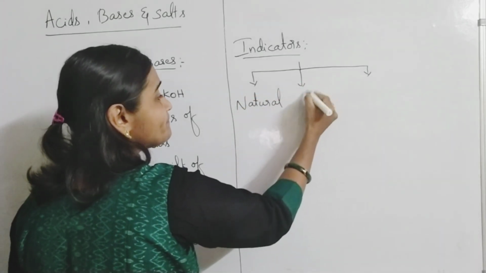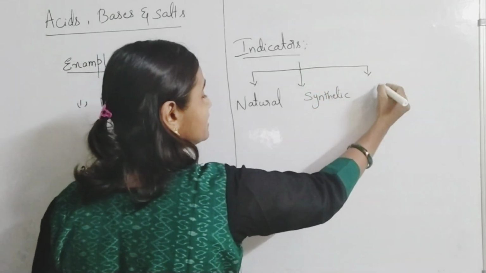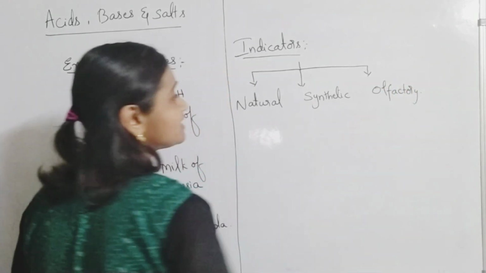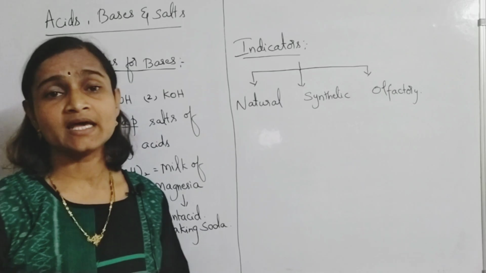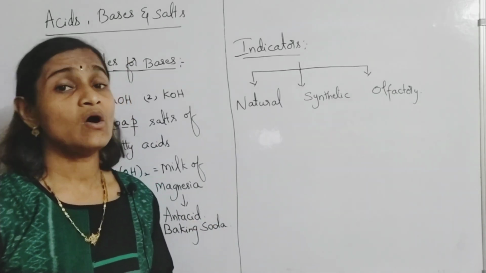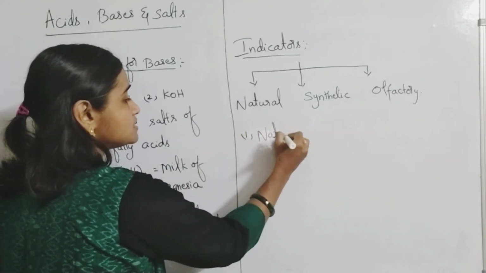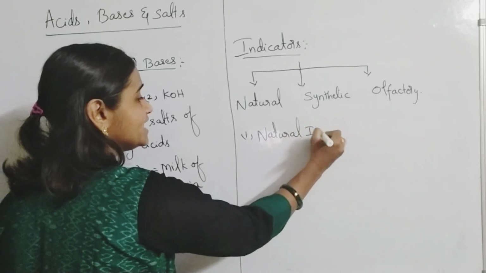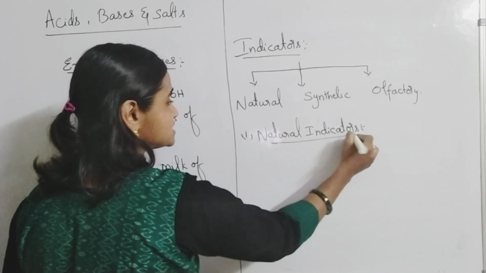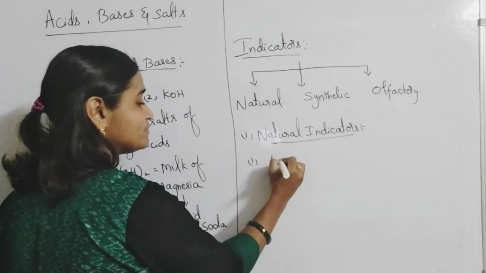Second type are synthetic indicators, and third type are olfactory indicators. Mainly three types are there: natural indicators, synthetic indicators and olfactory indicators. So if you go for natural indicators, in the name itself it is there, natural indicators are the indicators which are obtained from natural resources. The first and best example is litmus.